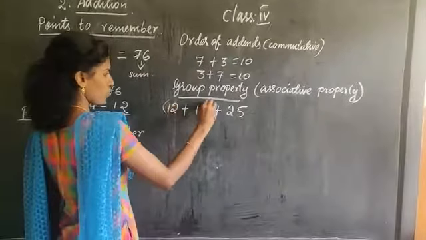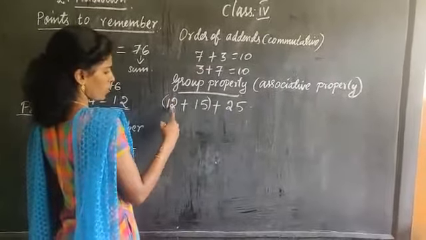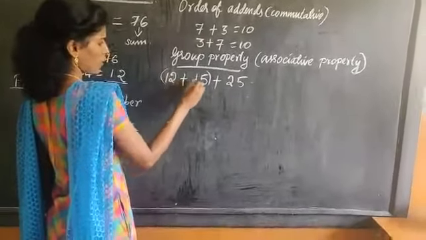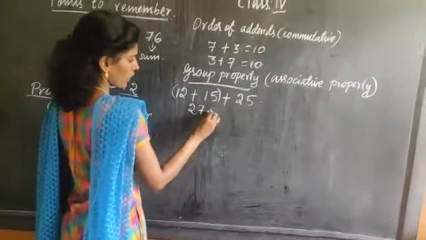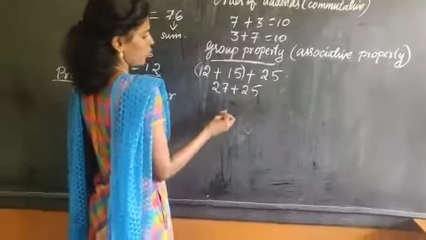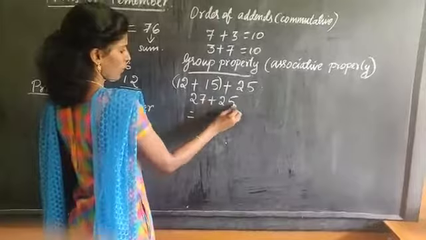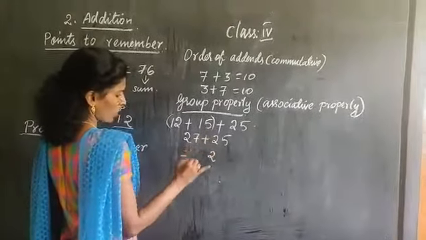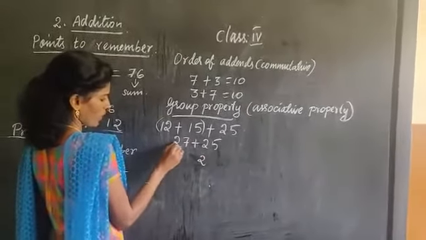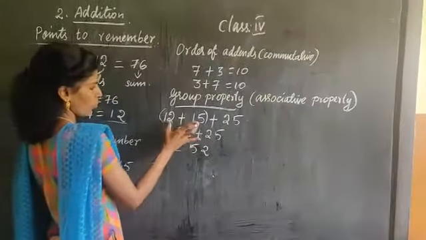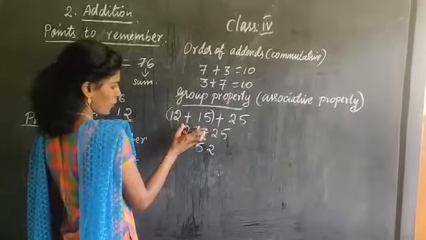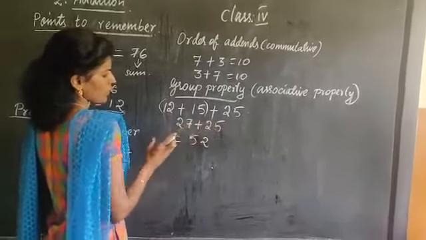First we group the first two numbers. When we add 2 plus 5, 7, 1 plus 1, 2. So 27. With this sum we group the third number, 25. If you add, you get 7 plus 5, 12. So 1 is carried over. 2 plus 3 is 5. So you get the answer 52. So we have grouped the first two numbers, and with that sum we group the third number.